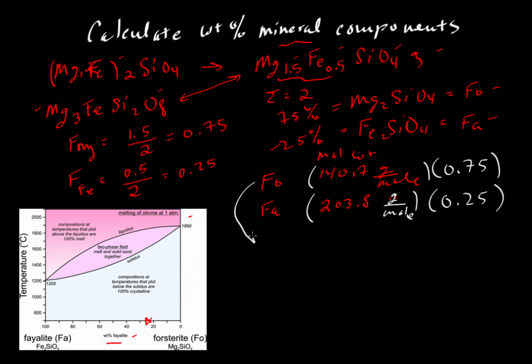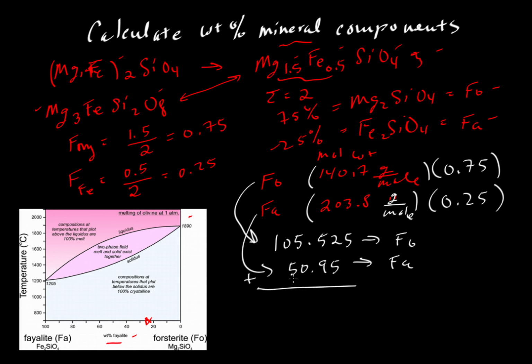So for this top one over here, we'll get a value of 105.525, and that is the weight of forsterite. And then for fayalite, we would get the number 50.95. So that would be the value for fayalite. If we want the weight percent, we could sum these two numbers. The total weight in the system, as we've calculated, is 156.475. So here we're just taking the weights of forsterite and fayalite and adding them together.